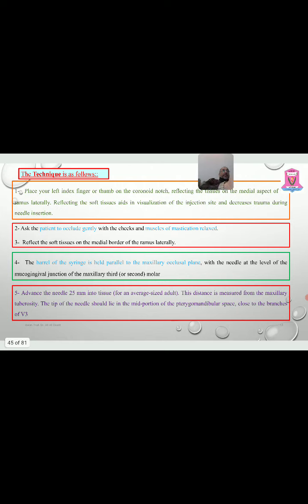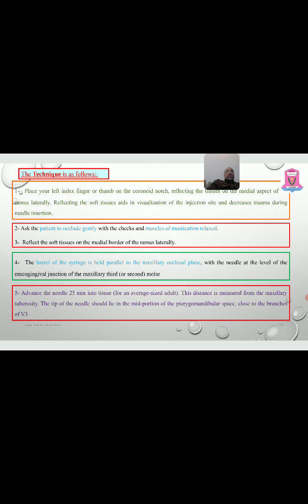The technique: place your left index finger or thumb on the coronoid notch, reflecting the tissues on the medial aspect of the ramus laterally. Reflecting the soft tissue aids in visualizing the injection site and decreases trauma during needle insertion.